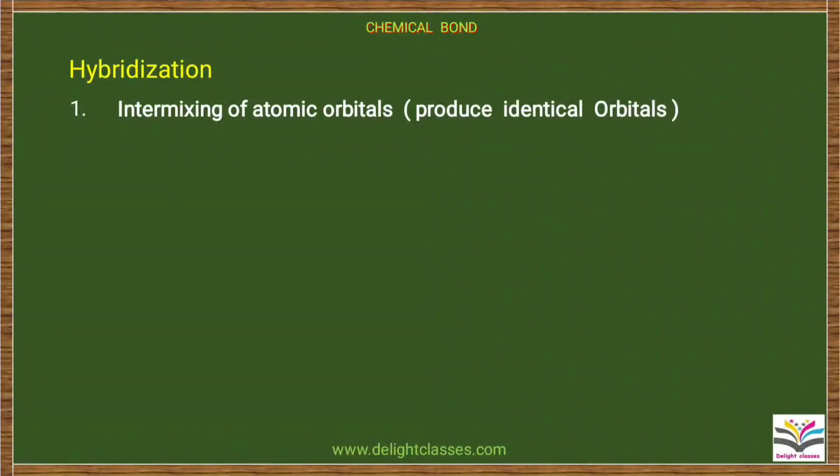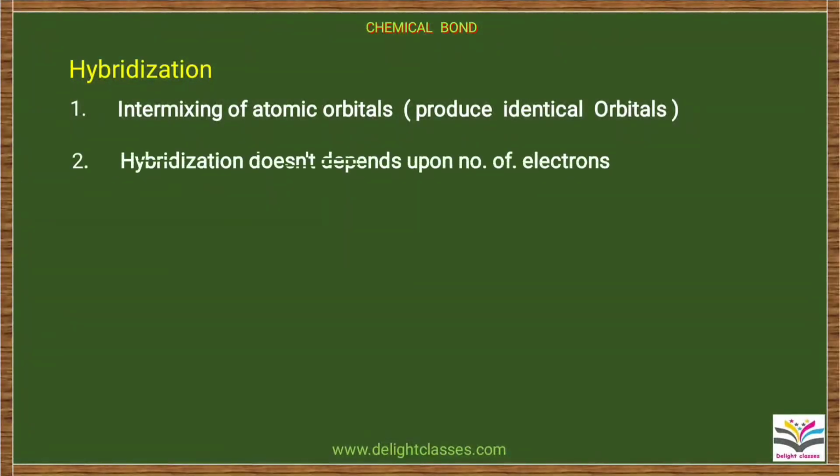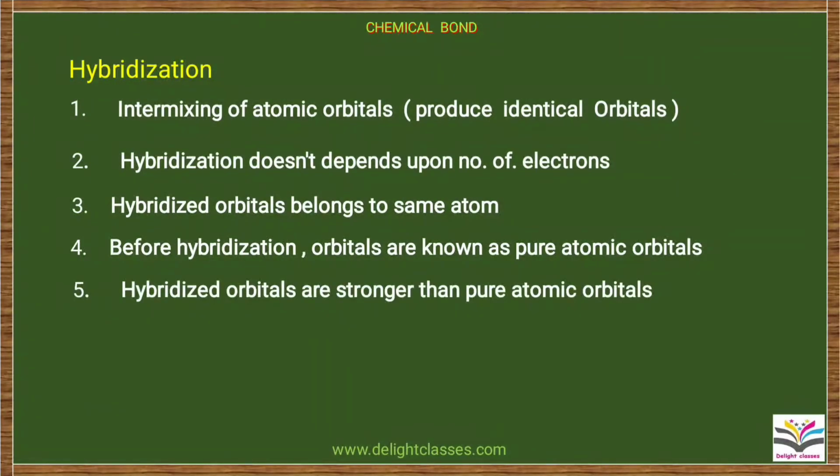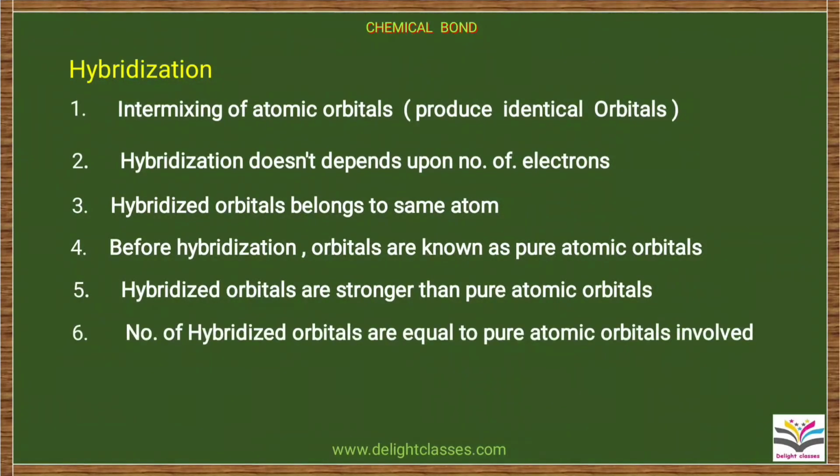Hybridization. Intermixing of atomic orbitals. Hybridization does not depend upon number of electrons. Hybridized orbitals belong to the same atom. Before hybridization, orbitals are known as pure atomic orbitals. Hybridized orbitals are stronger than pure atomic orbitals. Number of hybridized orbitals is equal to pure atomic orbitals involved. Example, s plus p gives 2 sp.